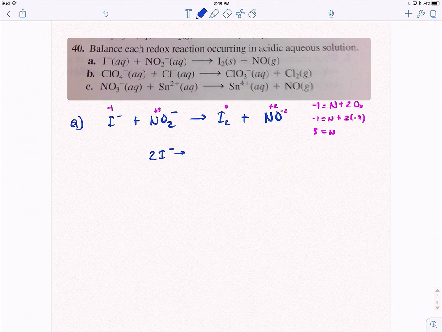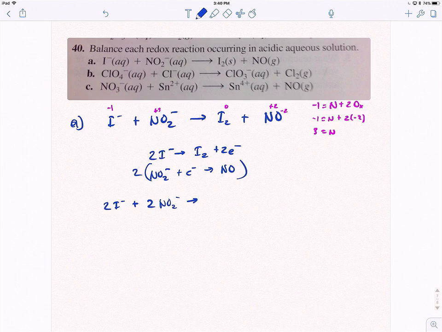2 I minus goes to I2 plus 2 electrons, and NO2 minus, so we have NO2 minus plus an electron goes to NO. So lowest common denominator between 1 and 2 is 2. So we have 2 I minus plus 2 NO2 minuses makes I2 plus 2 NO for the transfer electrons.